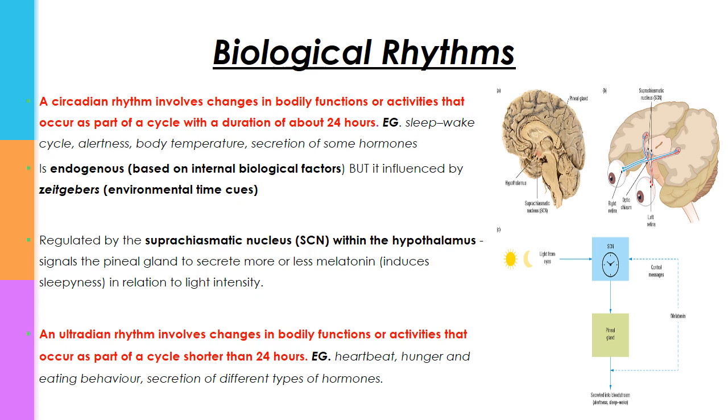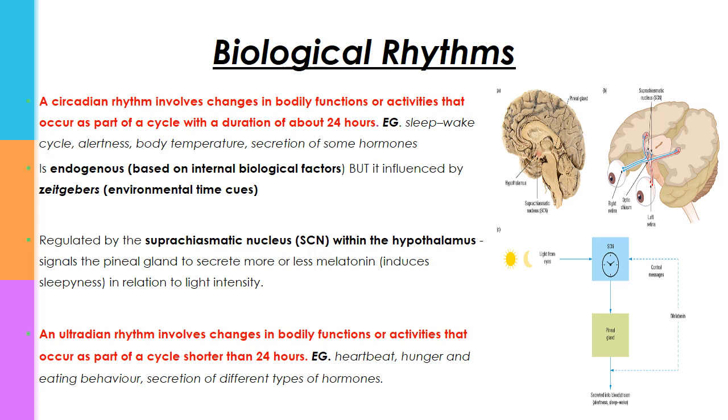a part of a cycle with a duration of about 24 hours. So we've got our sleep-wake cycle, body temperature, secretion of melatonin and cortisol. So a circadian rhythm is endogenous, so it's based on that melatonin secretion, but it is influenced by light and things like that, so environmental time cues. It's regulated by the suprachiasmatic nucleus, I'm probably saying that wrong, within the hypothalamus, okay?